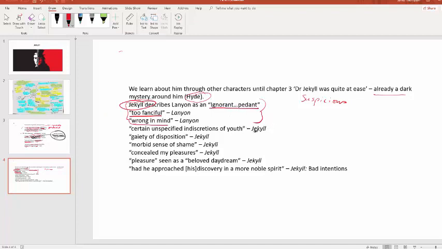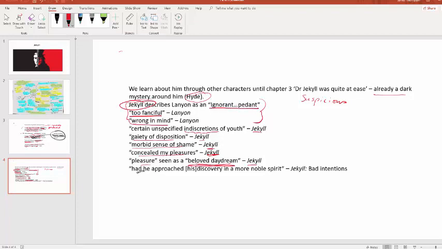And later on, all these are from the last chapter, where we learn about him most. We learn about certain unspecified indiscretions of youth, whatever these crimes or misdemeanours were that he got up to when he was younger. We've talked about his gayer disposition, the shame that he felt, the way he concealed his pleasures, and the way he saw pleasure as a beloved daydream, where he used to imagine being able to separate good and evil, so he didn't have to have a conscience and he didn't have to worry about what he did.